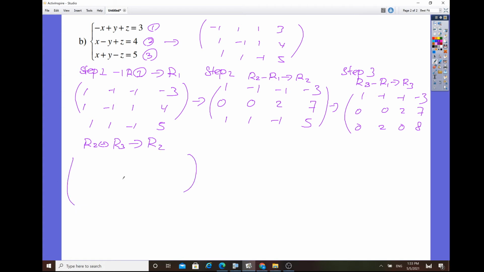So what we found out here, it's 1, negative 1, negative 1, negative 3. So switch that row to row 3. So 0, 2, 0, 8. So this bottom row here, 0, 0, 2, 7. So the better way to do it is because we're almost getting close to 1 for the main diagonal. So the next number, the 2, convert that to 1.